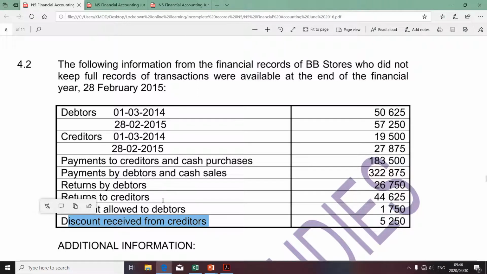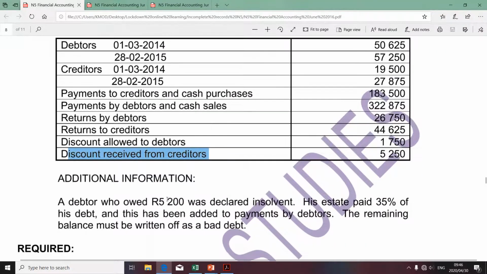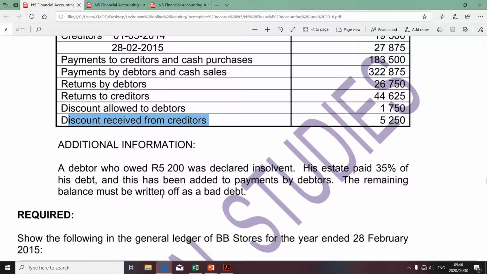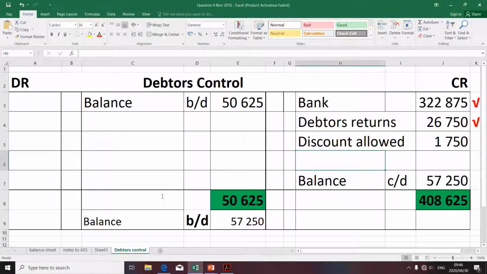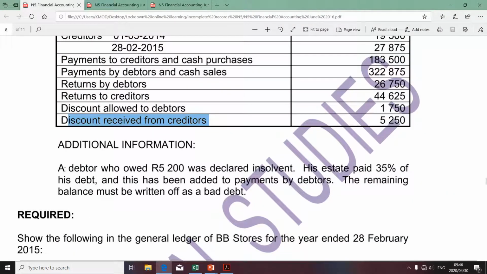Of course, it will affect creditors. We're not going to take it into account. Make sure that you always go to additional information. There could be information that you need to take into account in completing your debtors control account or your creditors control account. In this case, we're given a debtor who owed 5,200.